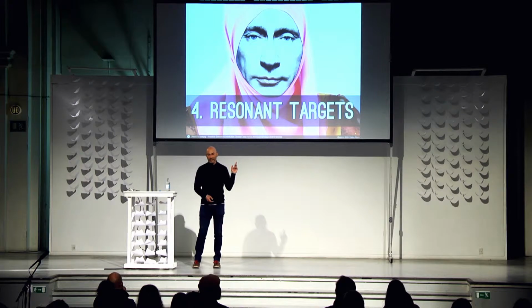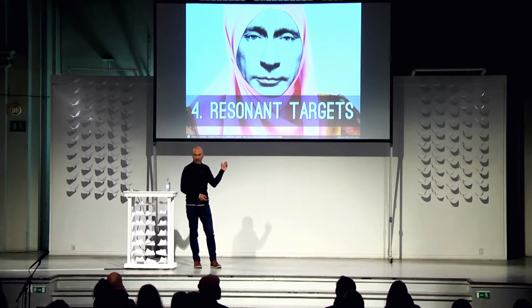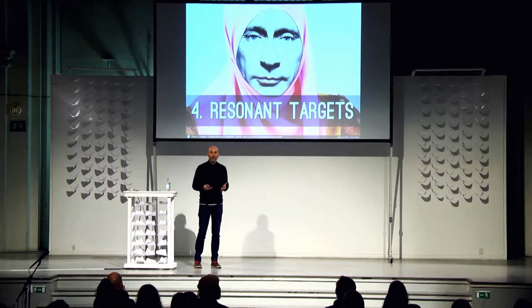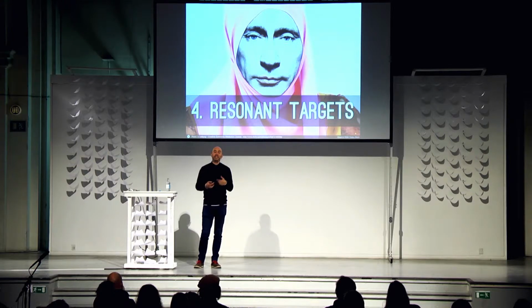Targets need to be resonant. Now, I don't know why I chose this one. I just like this picture of Putin. And he's probably one of the most difficult targets on all the issues that he's creating. But the targets need to be meaningful, they need to be recognizable, and they need to make sense to the people involved in the movement and in the campaign.